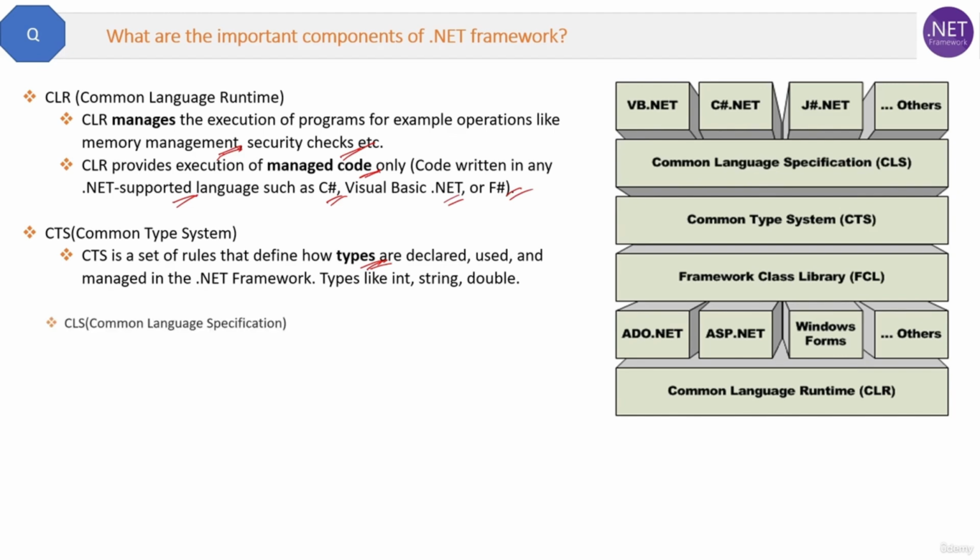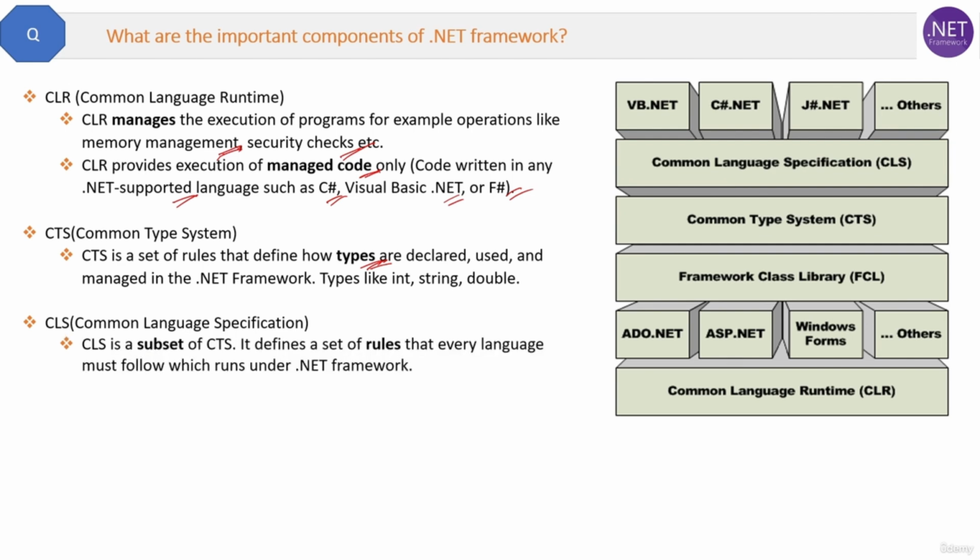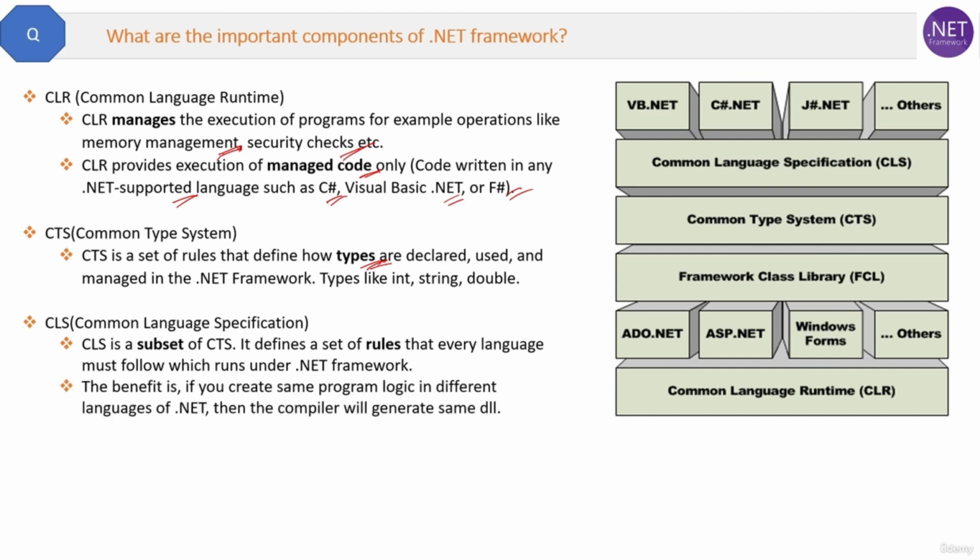Next important component is CLS. CLS stands for Common Language Specification. CLS is a subset of CTS. It defines a set of rules that every language which runs under .NET Framework must follow. The benefit of the CTS and CLS both is, if you create the same program logic in different .NET languages, then the compiler will generate the same DLL for them, okay.